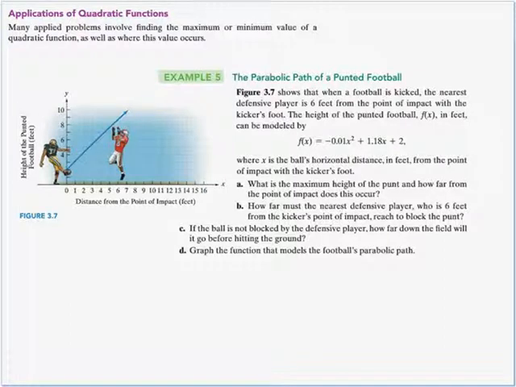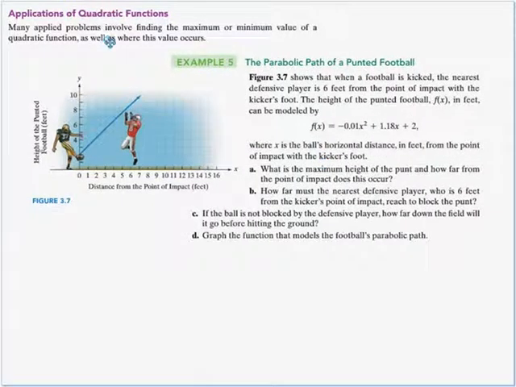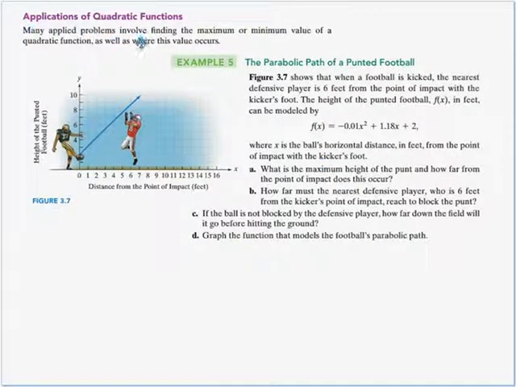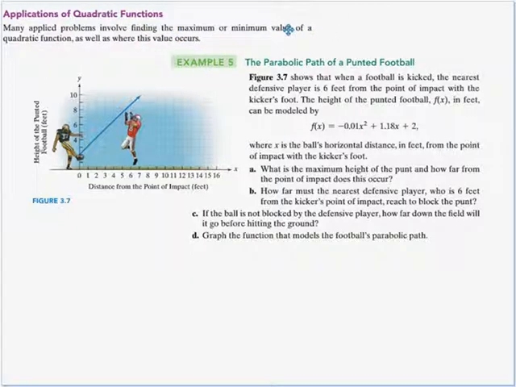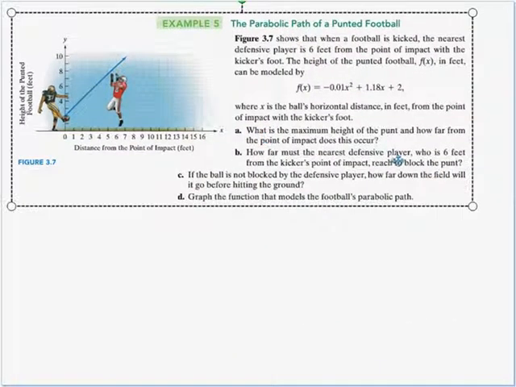Video, we are going to wrap up 3.1 quadratic functions. And we're starting here with example 5. We're not going to learn anything new. These are just more real-life applications to the stuff we've already learned. Many applied problems involve finding the maximum or minimum value of a quadratic function, as well as where that value occurs. So here in example 5, we got a football punt.